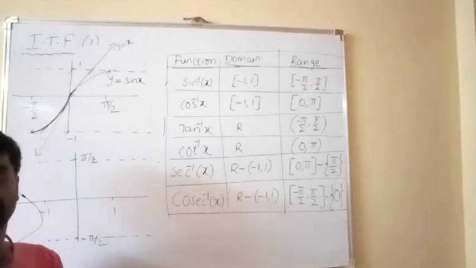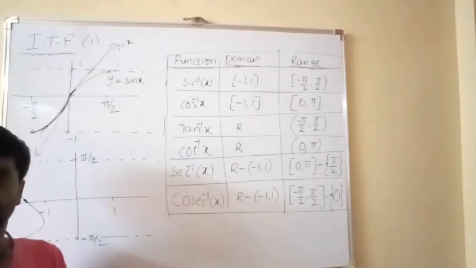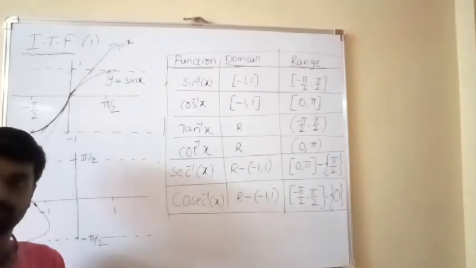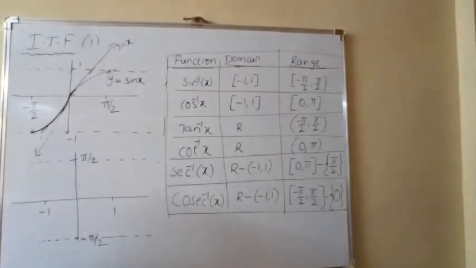So draw y is equal to f x, draw y is equal to x, and take the reflection of y is equal to f x with respect to the line y is equal to x. Then whatever graph you are getting, that is the inverse of the given function, that is y is equal to f inverse x. So just now I'm going to draw the same. So y is equal to sine inverse x.